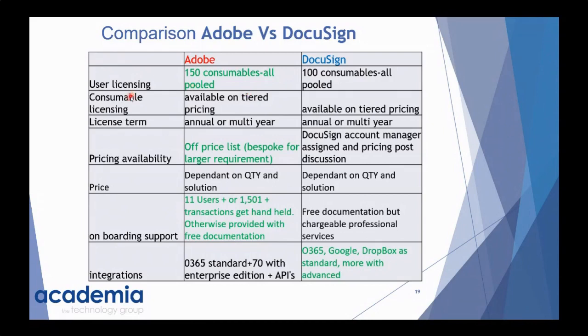And then we look at the consumable licensing model. Both are very similar. They're available on tiered pricing models. The tierings are very similar. And actually, even the versions are very similar. I talked about Adobe's Business and Enterprise. It's really, really comparable to DocuSign's Business Pro and Advanced. It's almost as though one's copied the other, but I won't suggest any more than that. License term-wise, they are annual or multi-year, both exactly the same.